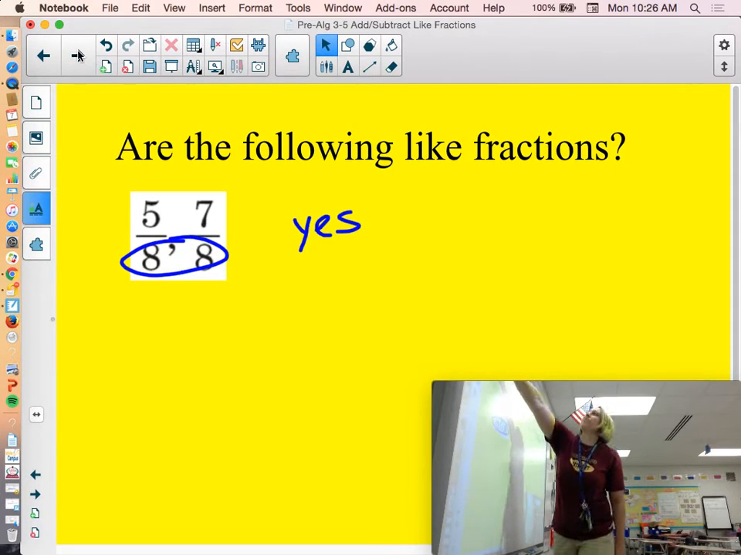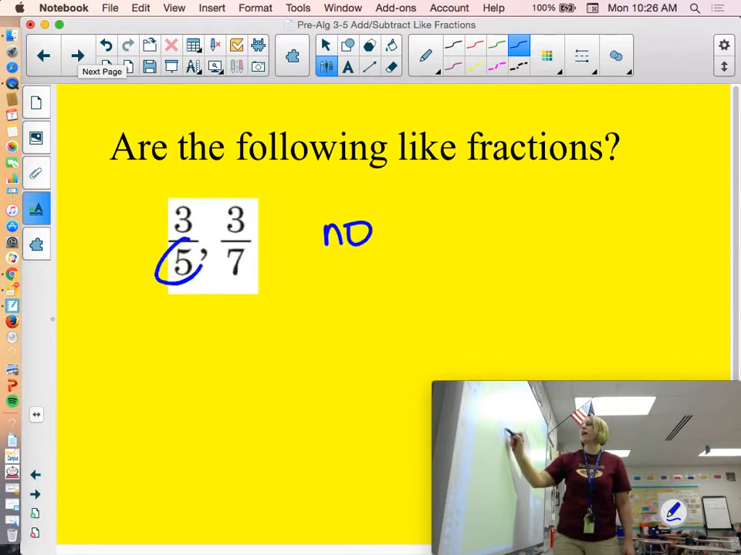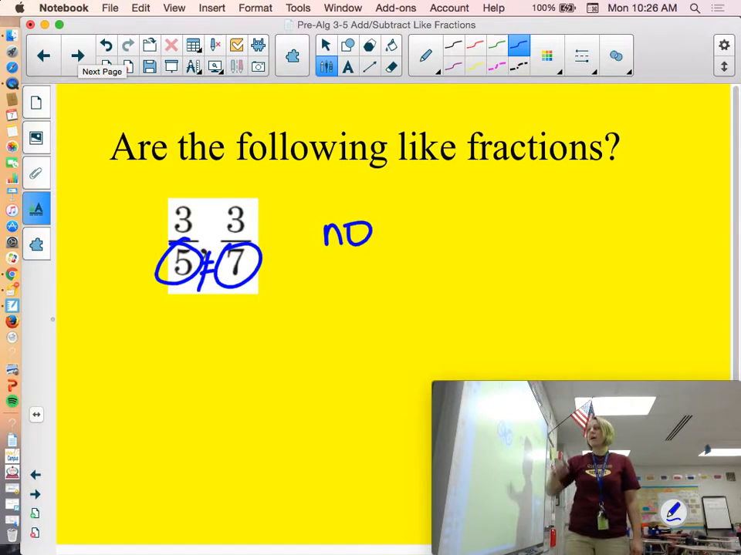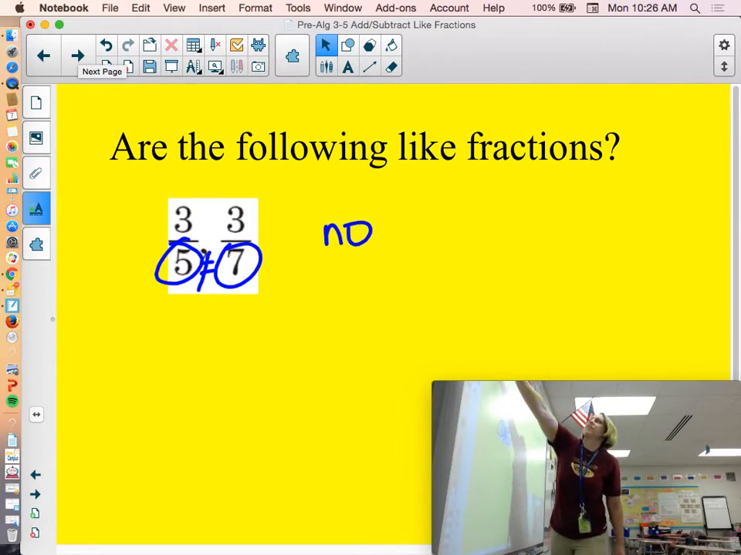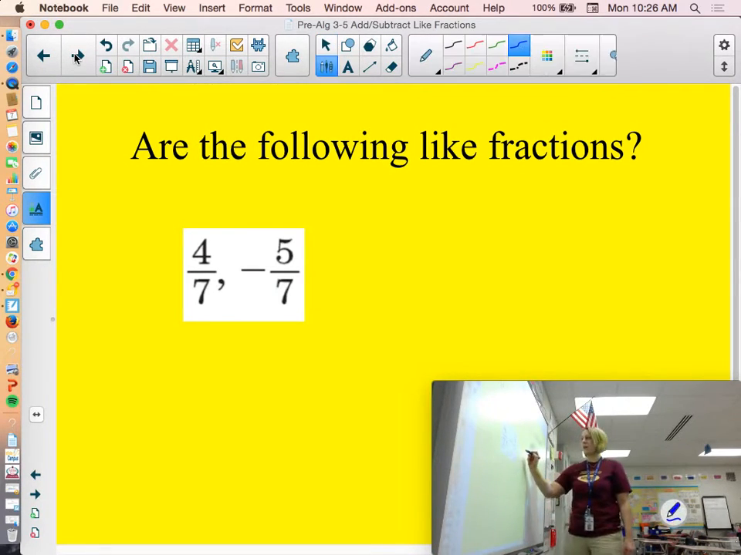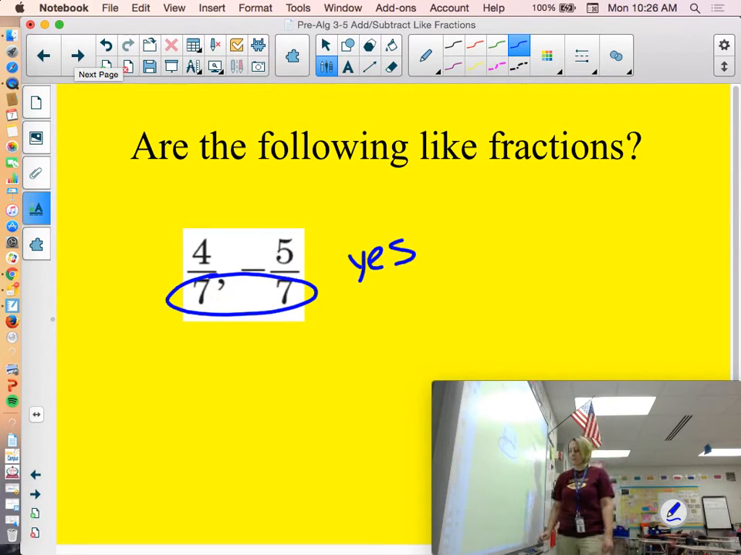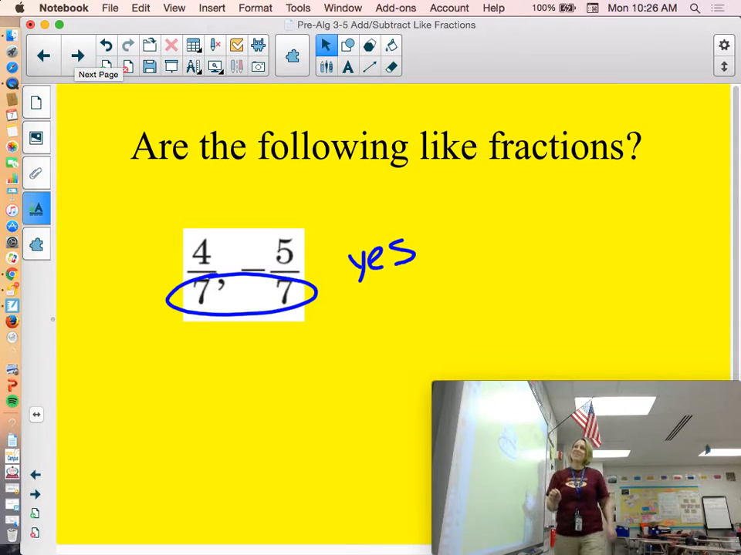Try the next one. Are these like fractions? 3/5 and 3/7. The correct answer is no. These are not like fractions. 5 is not the same as 7. Are these like fractions? 4/7 and -5/7. Correct answer is yes. Just because one's positive and one's negative doesn't change the fact they both have the same denominator. And that's going to help us.